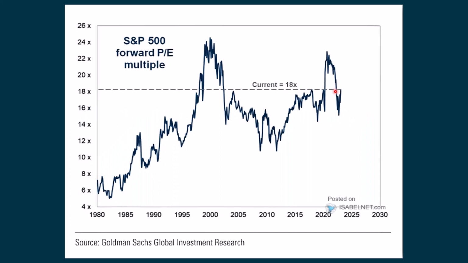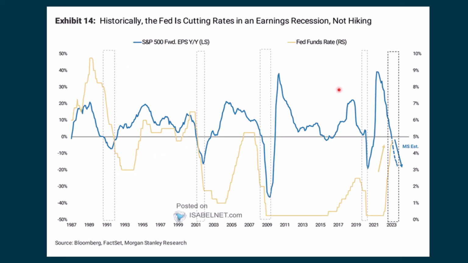Looking at earnings and valuation, this is a little bit old now, but this is where's the S&P. When you look at its forward PE multiple, it's right at about 18 times earnings. When we're at 15, that's considered fair value. When we're at 20, that's considered expensive. Now, if you look backwards, we're still historically expensive. We're well over 20. This chart says historically the Fed is cutting rates in an earnings recession, not hiking them, and we're in a rising interest rate environment right now.